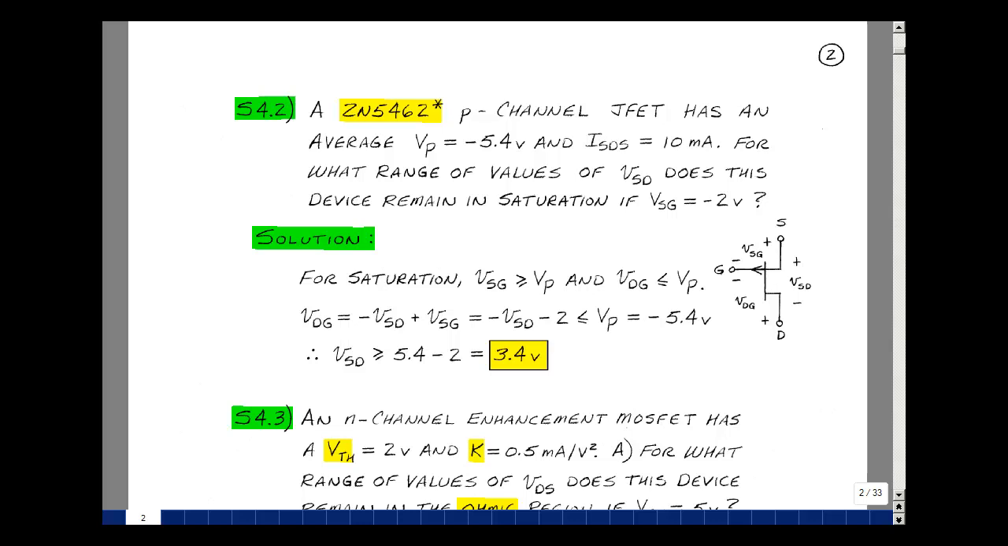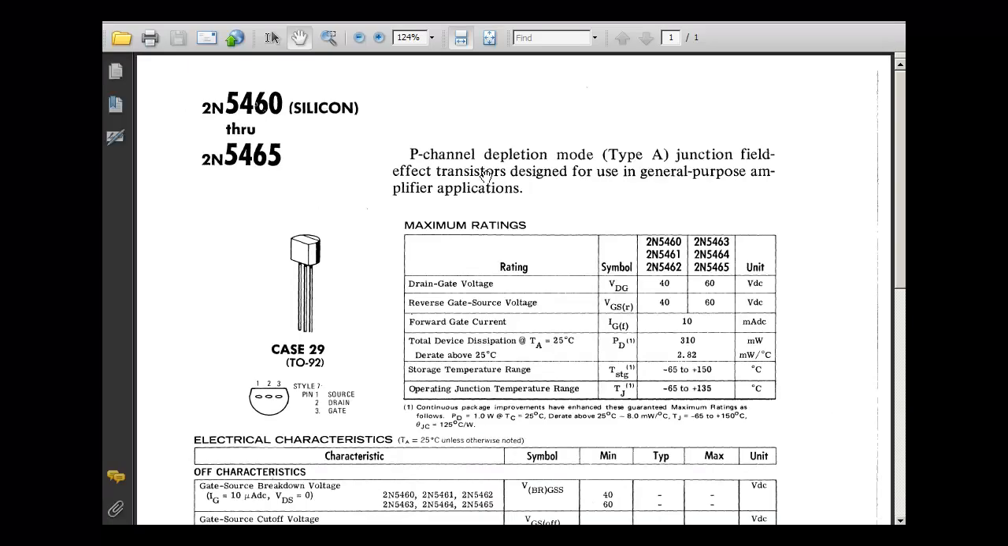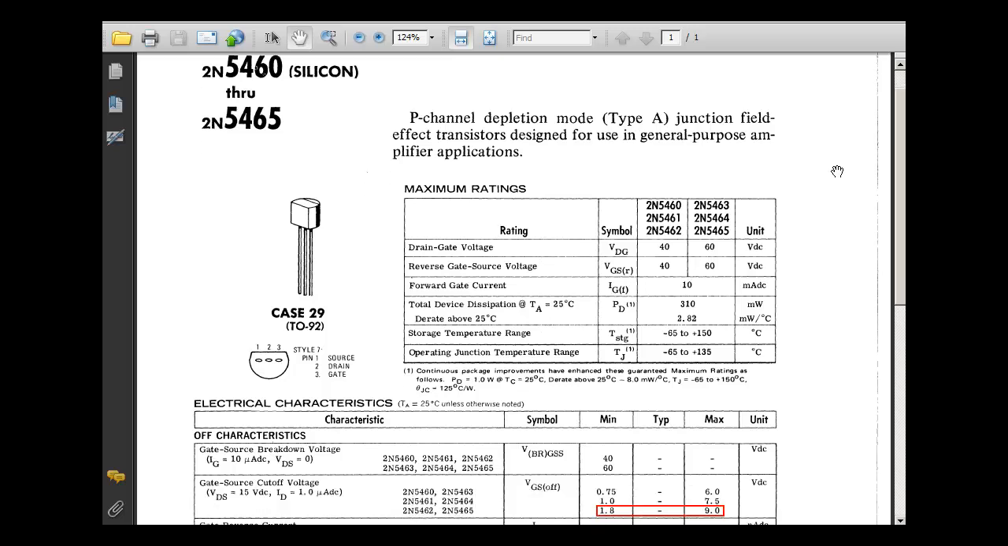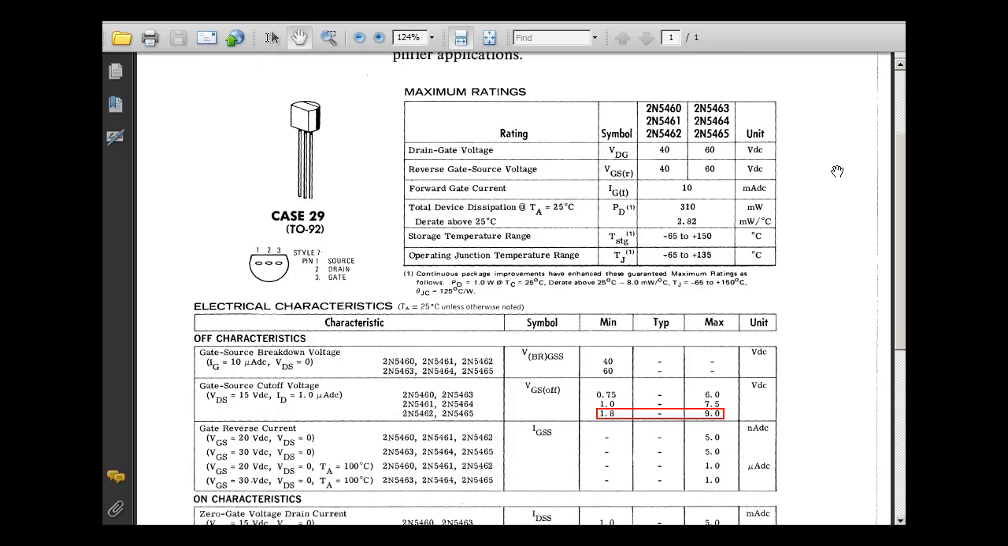In fact, let's pull that up. Here's the datasheet of that P-channel JFET. There's 6 of them here. You can see that 3 of them have ratings that are different than the other 3. So these are maximum values of different parameters. Let's take a look at the electrical characteristics and find the parameters we need.